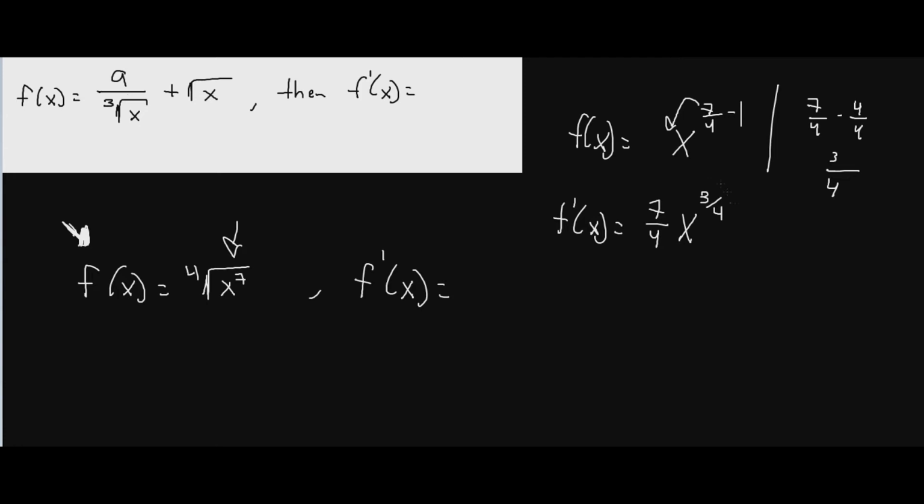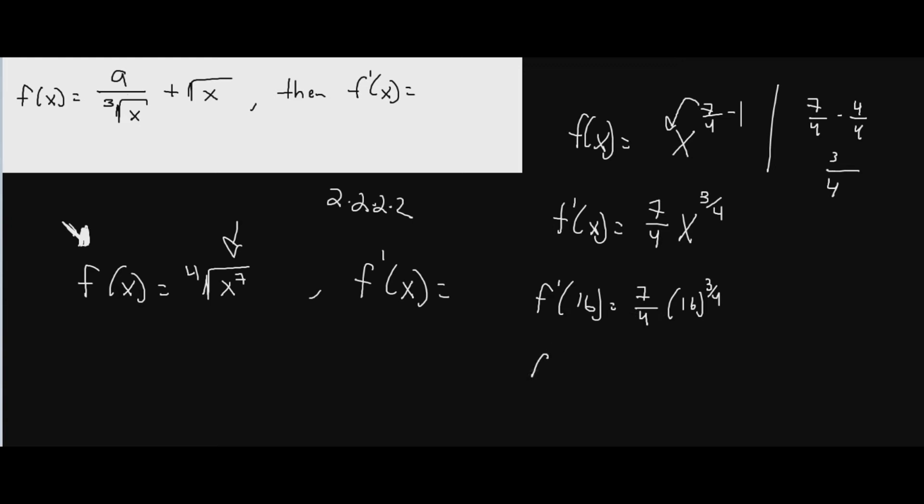Notice that 3 over 4 is positive. I don't need to rewrite this at all. We are golden. So let's say we were to plug in, I don't know, 16. So we get 7 over 4, and we're going to get 16 raised to the 3 over 4. Well, the 4 on the bottom says what number multiplied by itself 4 times gives you 16, and I do believe that is 2. Right? 2 times 2 is 4, times 4 is 16.